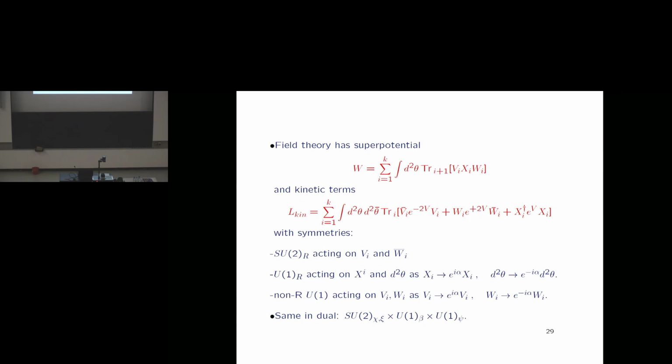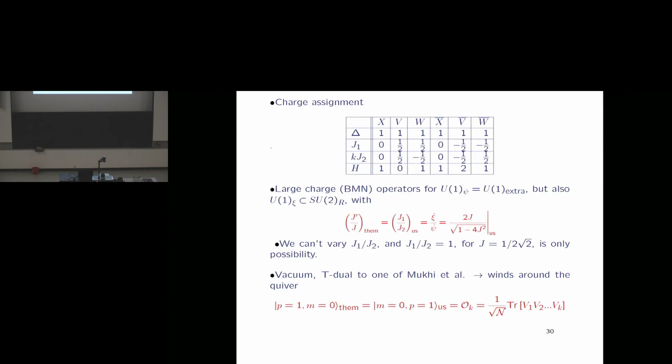In the field theory, from the quiver, we find the corresponding superpotential written here, and kinetic terms here. We find that the symmetries match the ones of the PP wave. And then we write the charge assignment for the various fields in the theory. And when we do that, we find operators that have a charge in one direction U(1), but also in another U(1), which goes hand in hand with what we observed in the PP wave limit, that we needed motion in two directions. So now, corresponding to these two directions, we have two U(1)s.